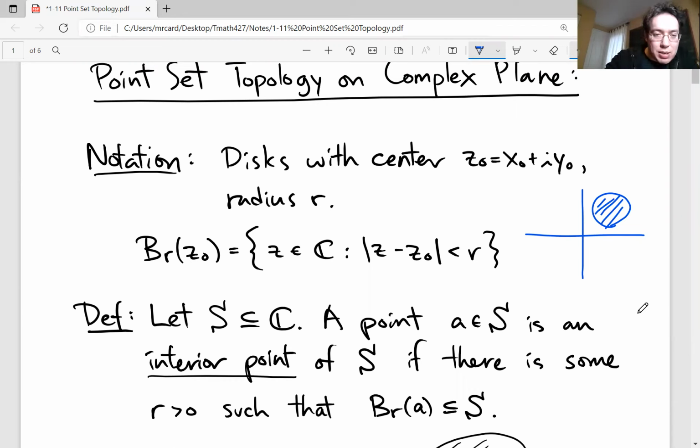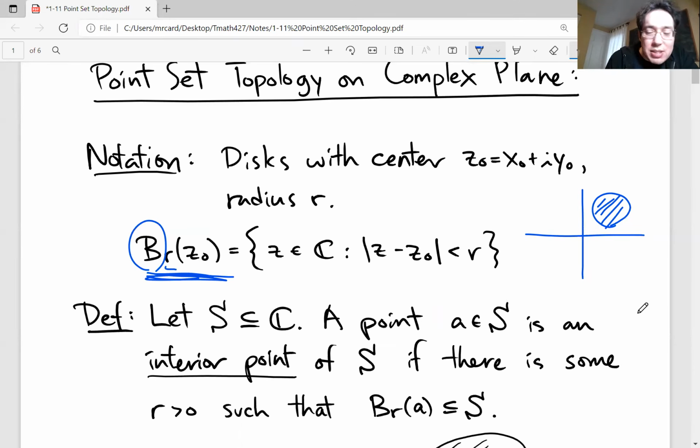So the notation we're going to use looks like this. If you want to describe a disk, you need two parameters. You need to know the center of the disk, and you need to know the radius of the disk. That's embedded in this notation. We use the letter B because in higher dimensions, the word we usually use is ball, but we'll probably use the word disk in this class because we know it's two-dimensional.